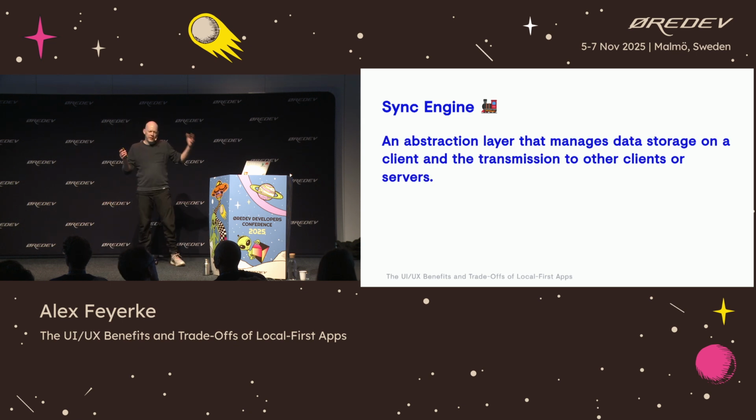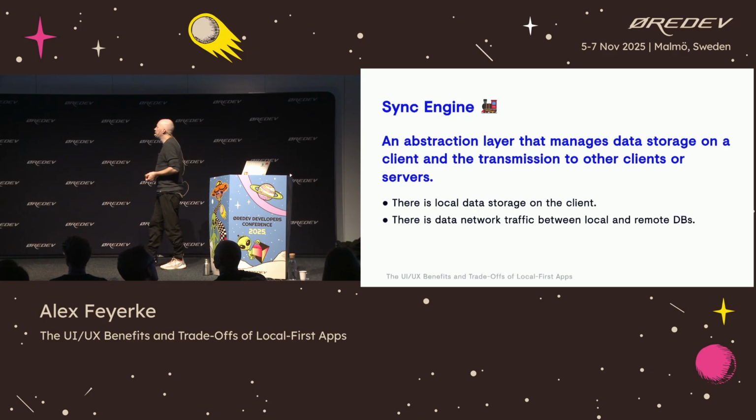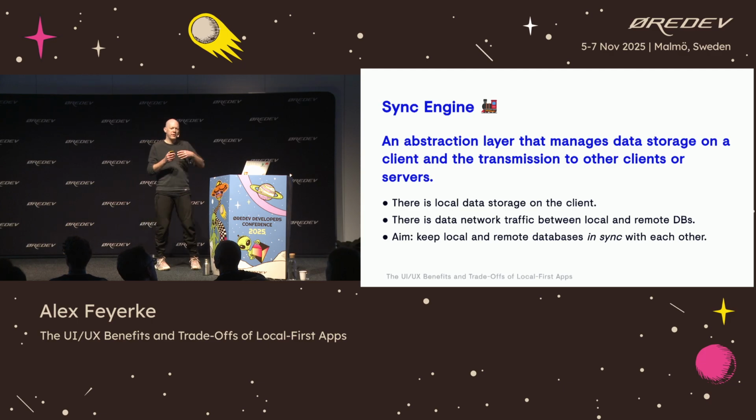Sync engines are an abstraction layer, and it manages the data storage on the client device as a real kind of partial database, and also the transmission of the data between the client and the server or other clients. So that means there is proper local data storage on the client. There is data network traffic between the local and the remote database, and the whole point is to keep the things in sync with each other through disconnections and all the other stuff.